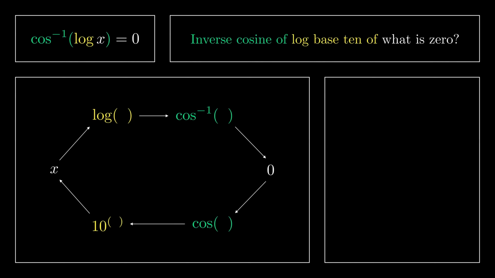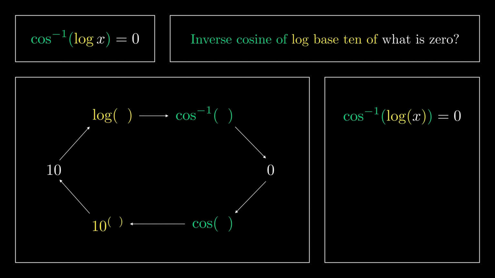Good. Let's evaluate, starting with cosine of 0. Cosine of 0, if you don't know that, that's okay. It's 1. And then we need to exponentiate that base 10, which is just 10. That's the answer right there. So let's go ahead and just go to the work.